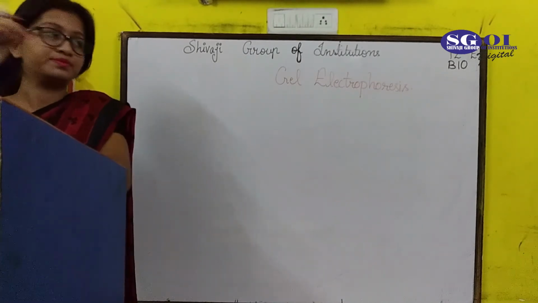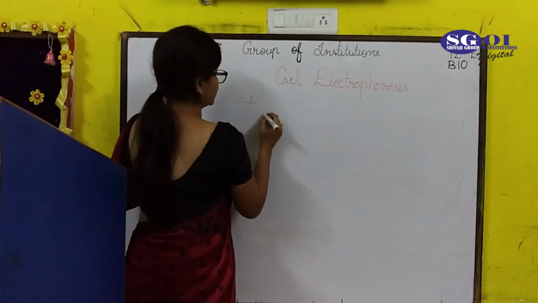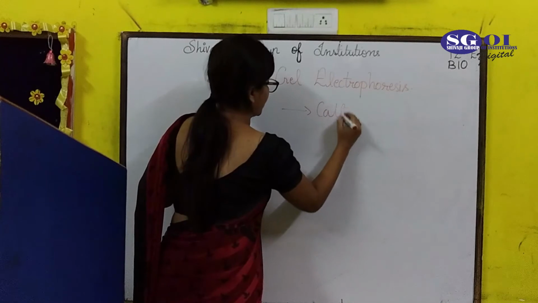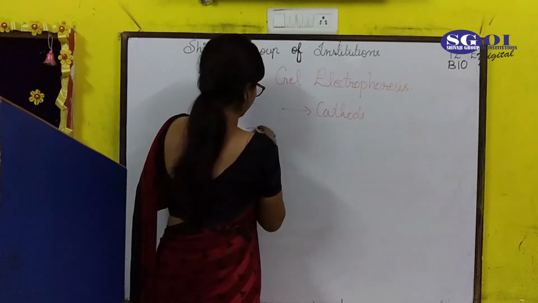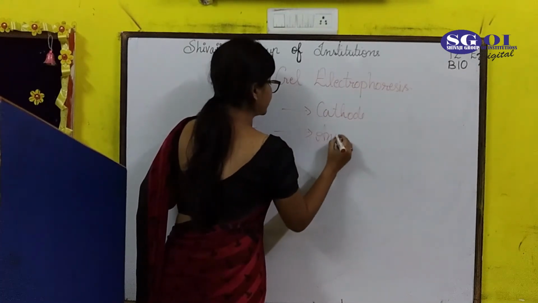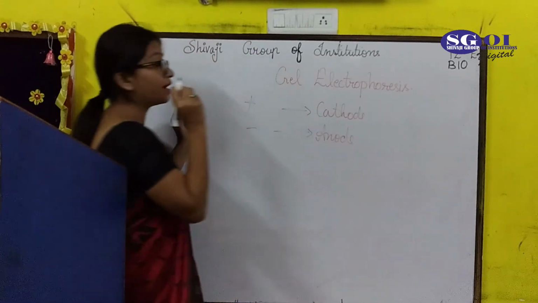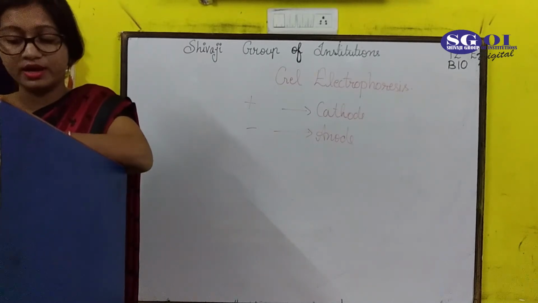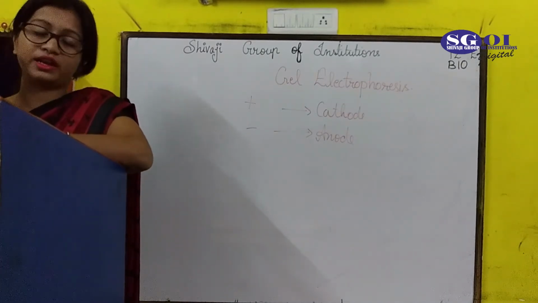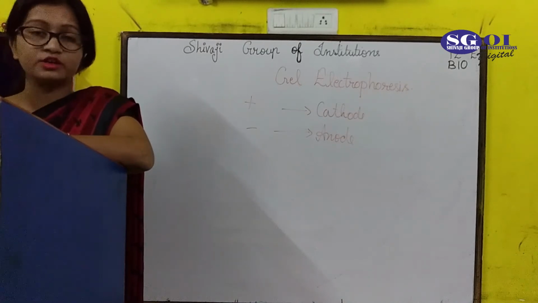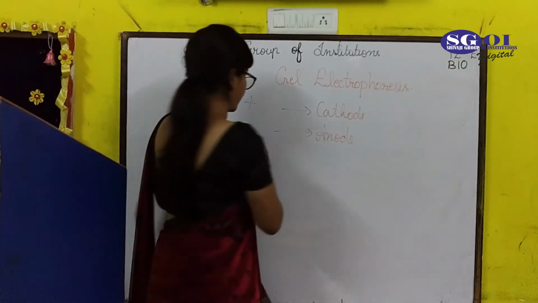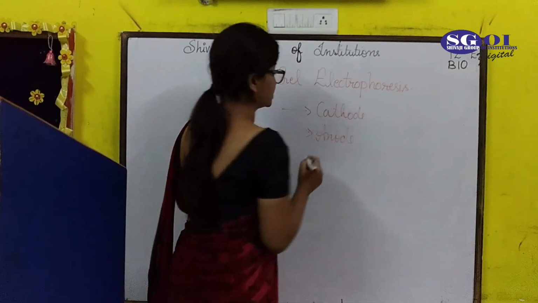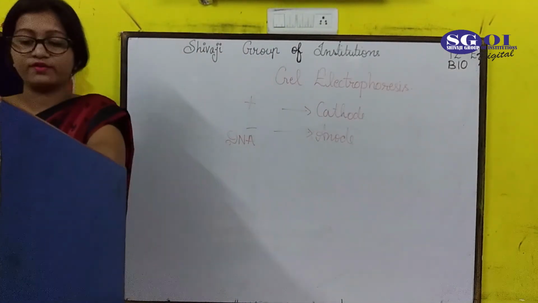Positively charged molecules move towards the cathode, and negatively charged molecules move towards the anode. Why does this happen? Because opposite charges attract each other. DNA is a negatively charged molecule, hence it moves towards the anode. Cathode is not required for this process.